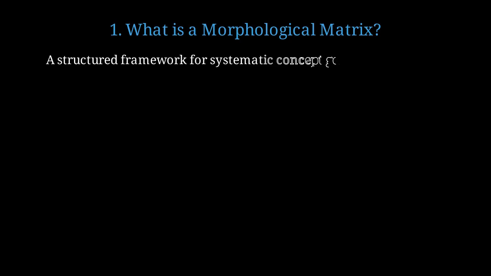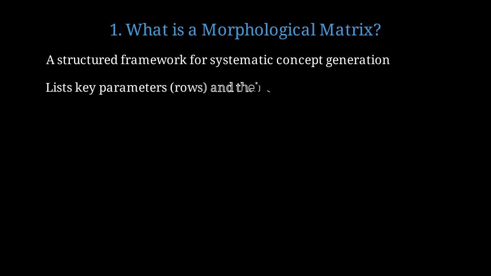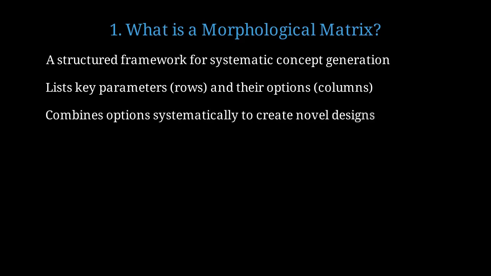A morphological matrix is a structured framework that helps engineers and designers systematically generate new concepts by exploring all possible combinations of parameters. The matrix lists key parameters as rows, such as geometry, actuation, material, and control. Each parameter has multiple options listed in columns. By systematically combining different options from each parameter, we can create a vast number of novel designs that we might never have thought of randomly.